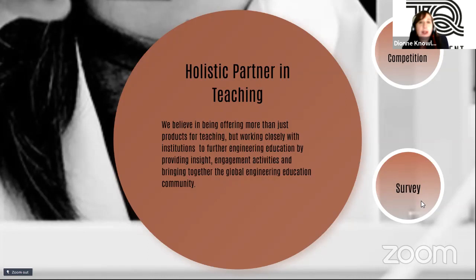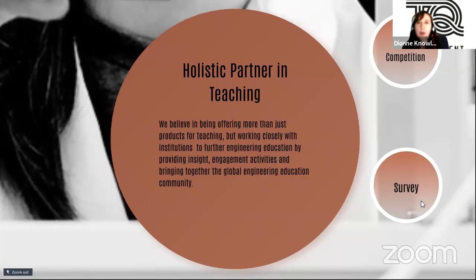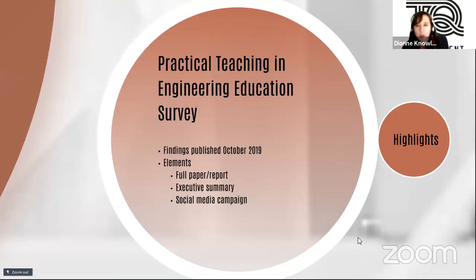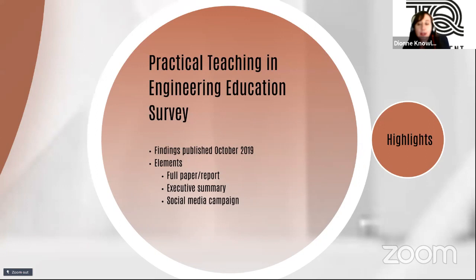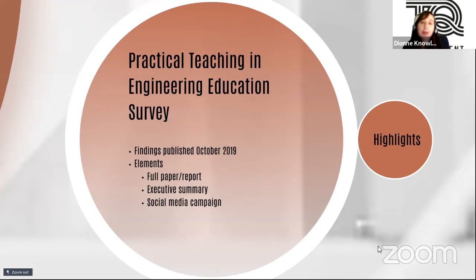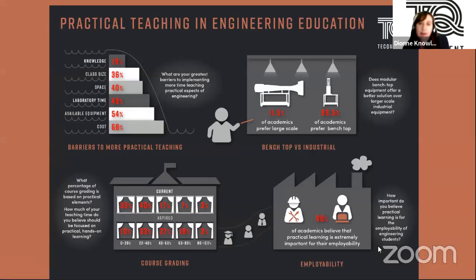As part of being a holistic partner for industry, we work actively in helping inform and shed a light on what the perceptions are in the industry. We did a research study in 2018 and 2019, where we surveyed over 100 people from around the world about their perceptions of practical teaching in engineering education. You can find the highlights of those on the website, but some of those highlights are shown here today. I particularly want to come to the part of the infographic in the right-hand corner. 90% of academics believe that practical learning is extremely important for student employability.